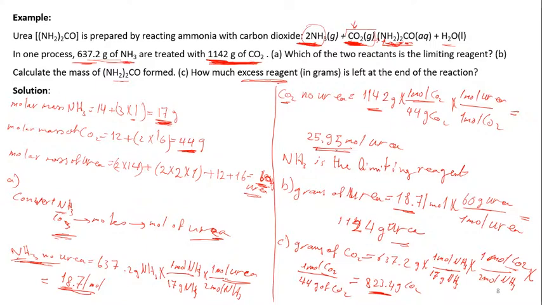So if I subtract this number from the initial number, I can get the number of grams of the carbon dioxide that is left. So carbon dioxide remaining would be equal to 1142 minus 823.49, which is equal to 319 grams. This means 319 grams of carbon dioxide would be left out from this chemical reaction.